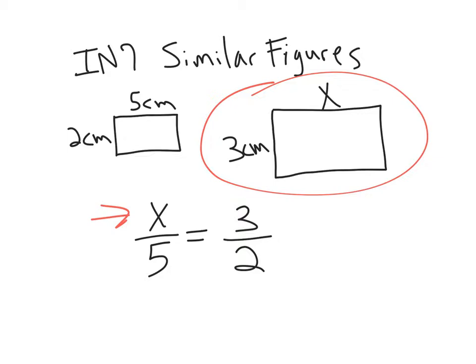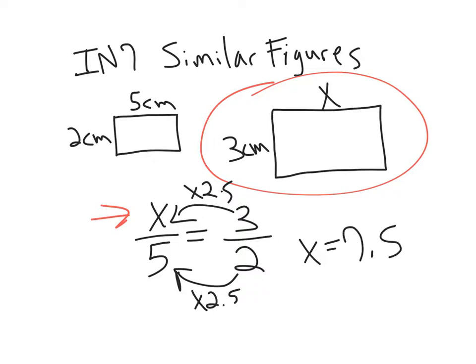Once you get your proportion set up, you could just say x is being divided by 5, so you can multiply by 5. Or if you want to look for a pattern, you can. 5 divided by 2 is 2.5. If we go toward the variable, going from 2 to 5, that'd be multiplying by 2.5. And if you take 3 times 2.5, you get 7.5 centimeters.